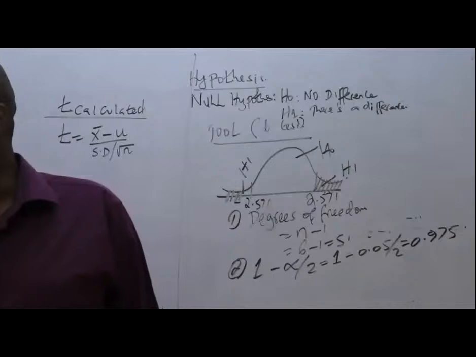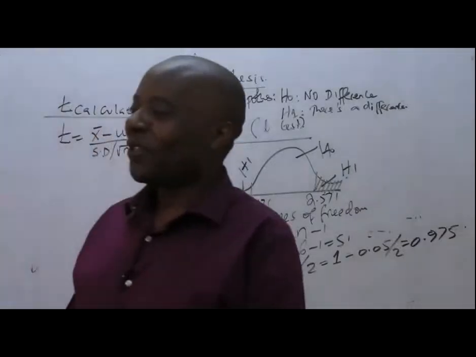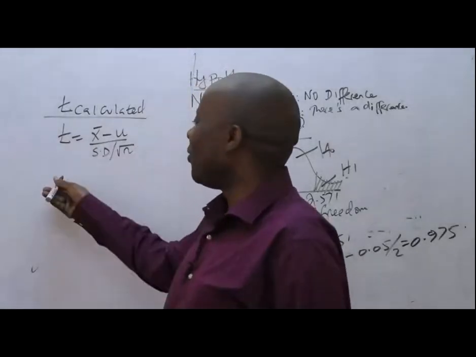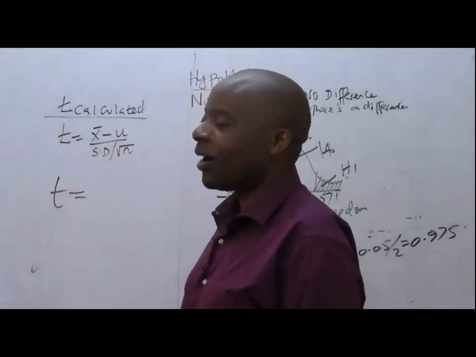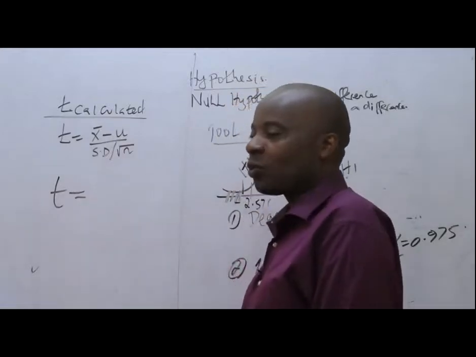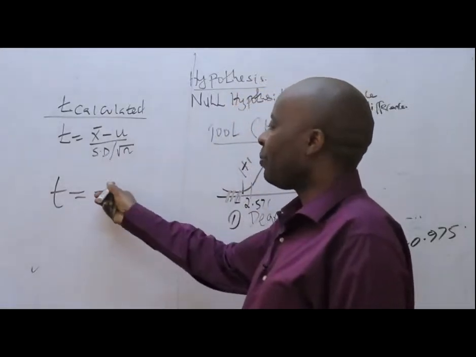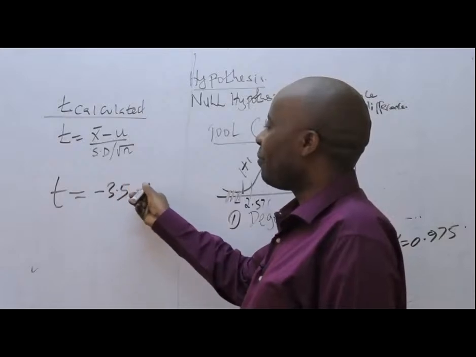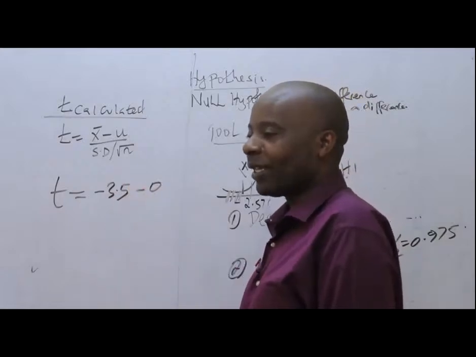So we start with, thank you, Winnie, we start with X bar. Are you able to see X bar of the differences? What is the X bar? Minus 3.5 minus 0.